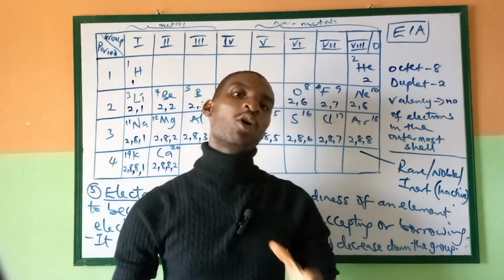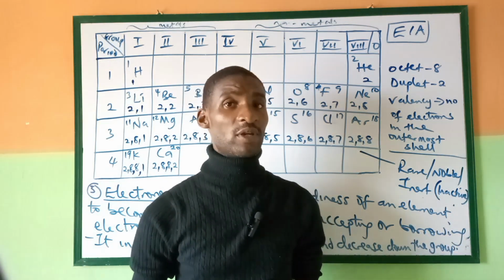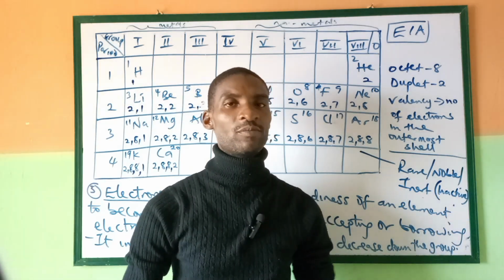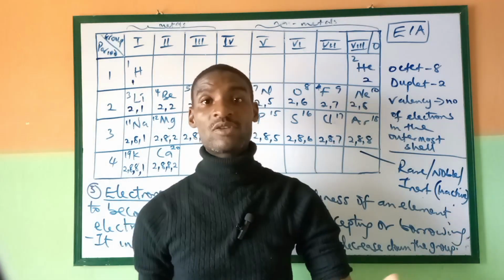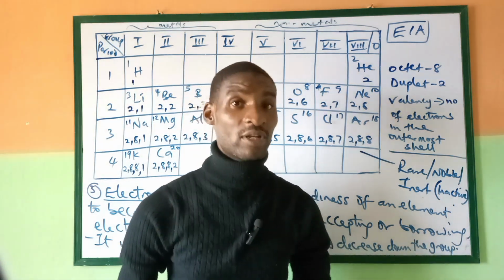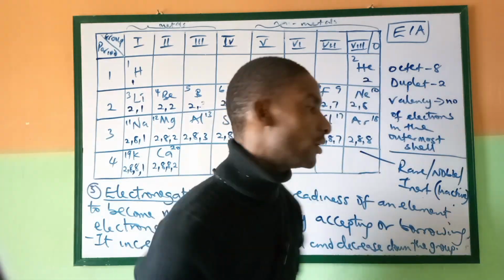So if they ask you which of the following increases across the period, or which of the following decreases across the period, and you have these three options and you have atomic radius or ionic radius, you can be sure that the answer will be ionic radius because the three of them have the same periodicity.